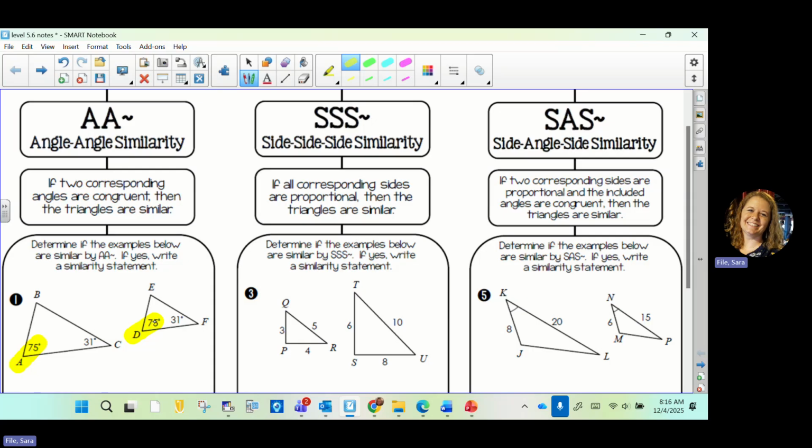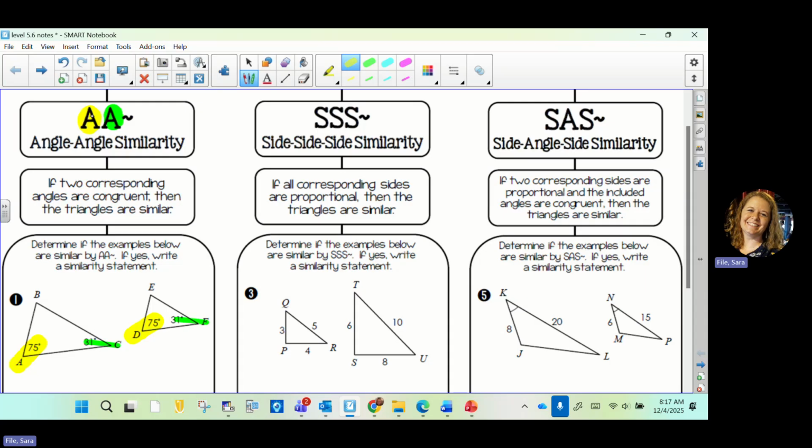Okay, so when I say 2 corresponding angles, for here in this example, you can see A and D correspond. They're congruent. So 75 and 75. And then you can see C and F are both 31. So that is 2 sets of corresponding angles. So that's angle, angle. So with that information, that is enough for us to say, okay, these are similar triangles.